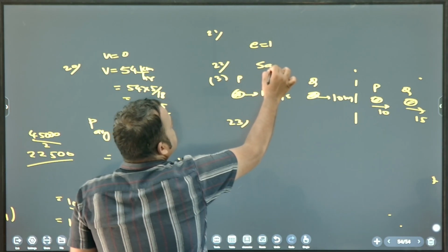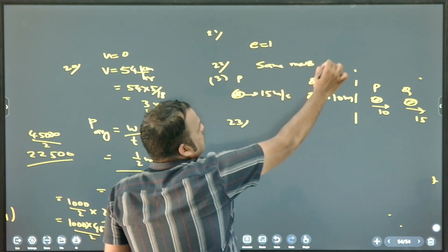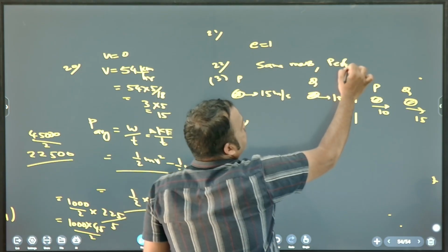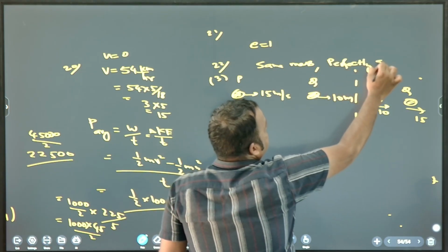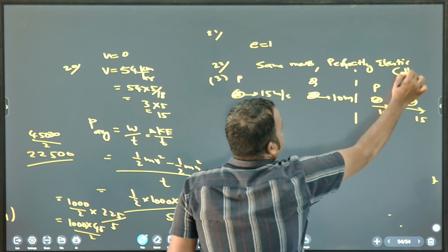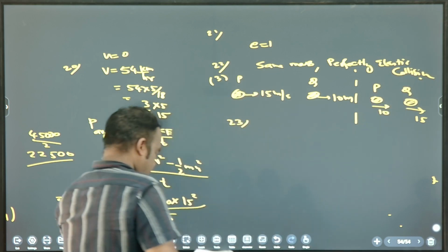Same mass and perfectly elastic collision. Okay, 23.